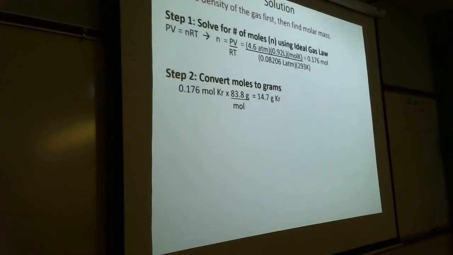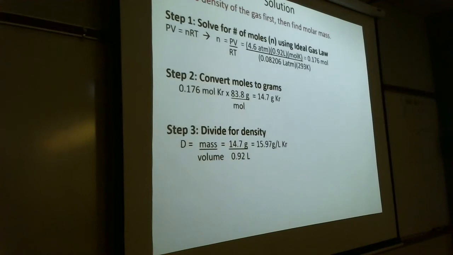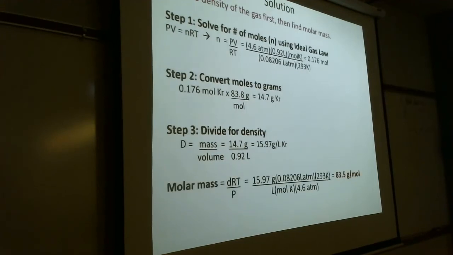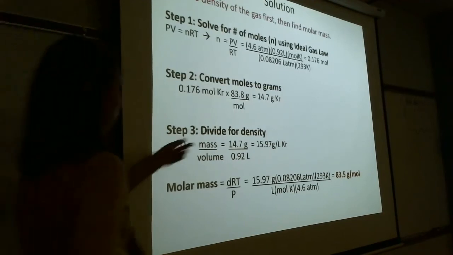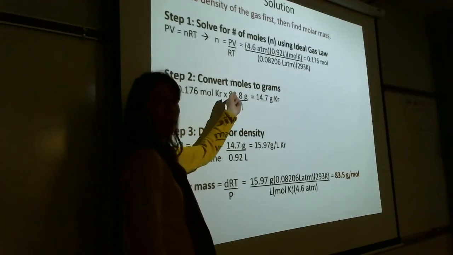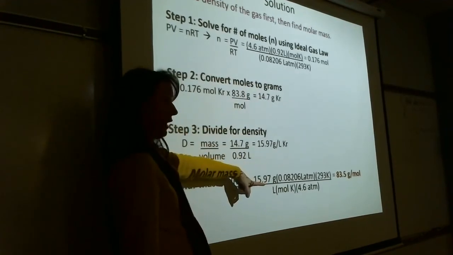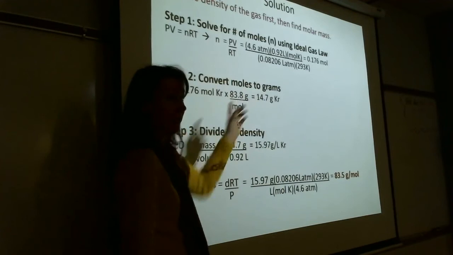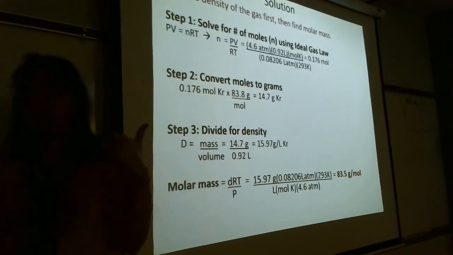So number of moles, I got 0.176. When I convert moles to grams, I got 14.7 grams. And then when I divide by the volume from the problem, I got 15.97 grams per liter. And now I can solve for molar mass, dRT over P: 83.5, which is pretty close to the real molar mass of 83.8. So if you got that in the lab, 83.5, when molar mass is actually 83.8, that's a good day in the lab. That's a woohoo, gold star.